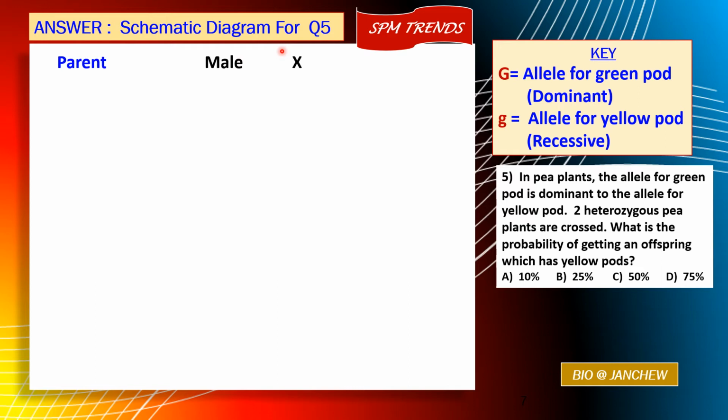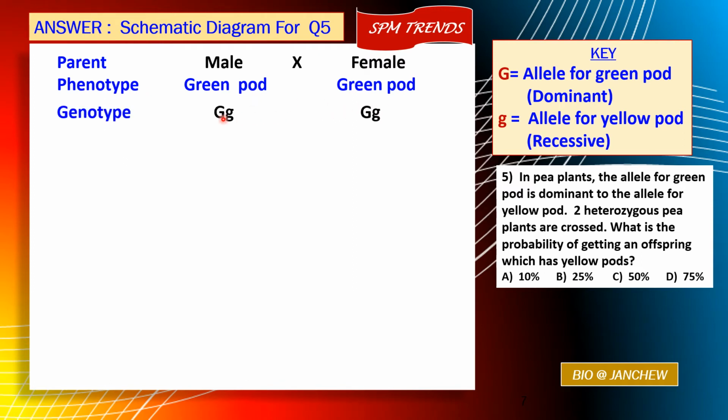So the parents. One plant will supply the male gametes and the other plant will supply the female gametes. Now, phenotype means the observable characteristic. Both plants produce green pods. Why green pods? Because their genotype is big G, small g. According to the question, both are heterozygous plants. So they have one dominant allele and one recessive allele each for their genotype.